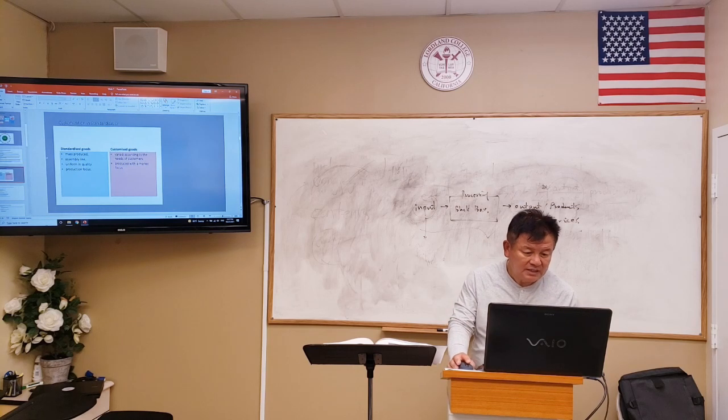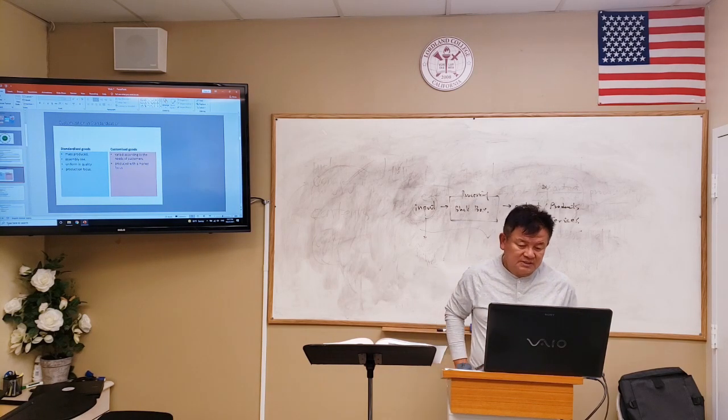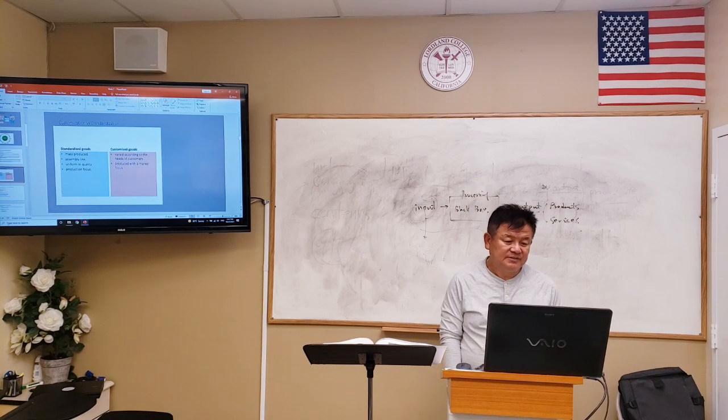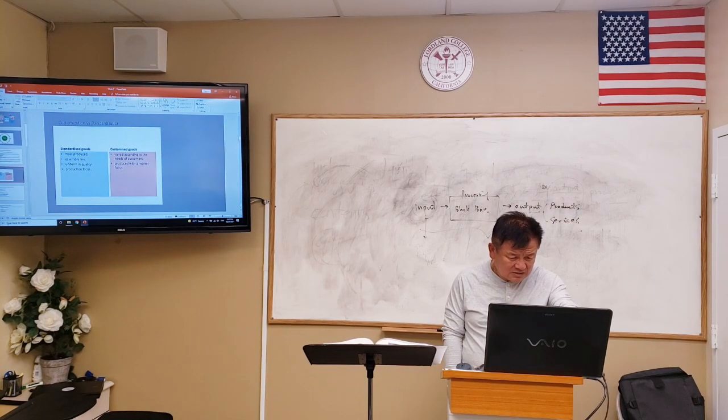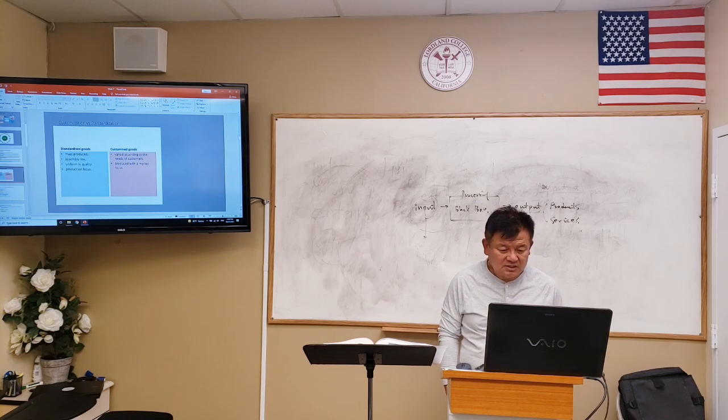So we think about the production process tools. First is customization and standardization. What's the difference? Standardized goods and customized goods are different. Standardized goods are mass produced, assembly line, uniform in quality, production focus. As you know, this is for mass production. On the other hand, customized goods vary according to the needs of the customer.